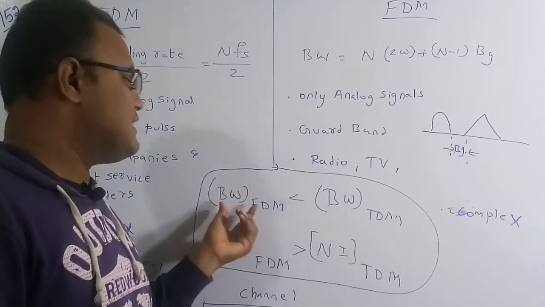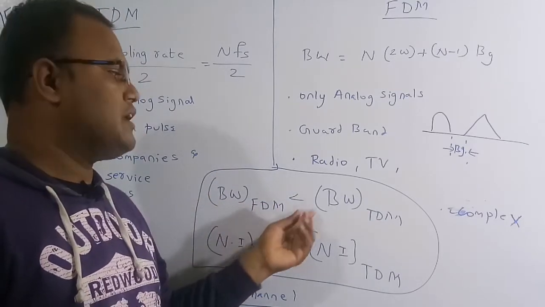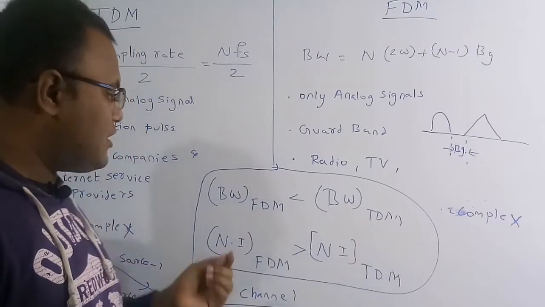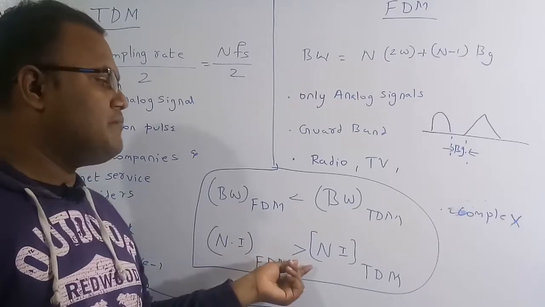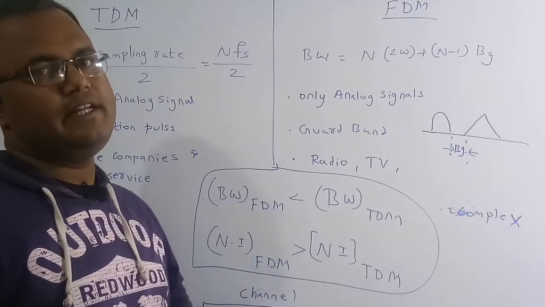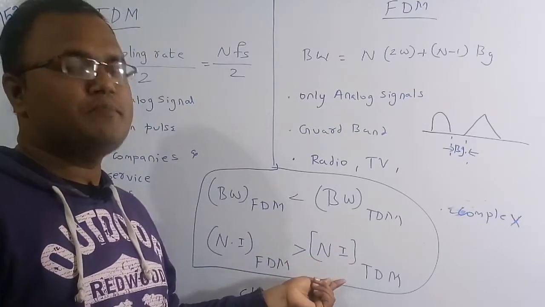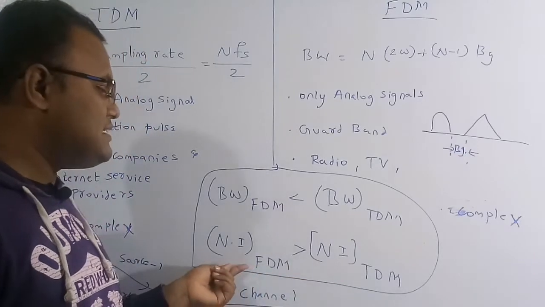So because of that we can say the bandwidth of FDM is very less when compared to the bandwidth of TDM. And also the noise immunity of FDM is very high when compared to the noise immunity of TDM, because a synchronization pulse is required for TDM, whereas here a guard band is there.